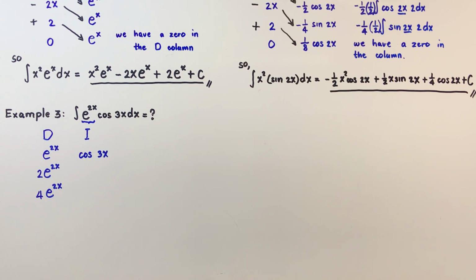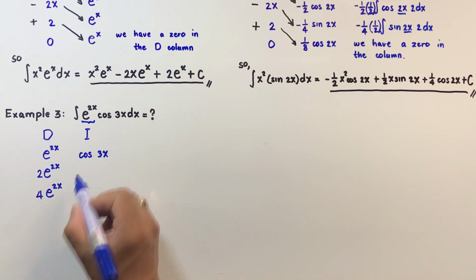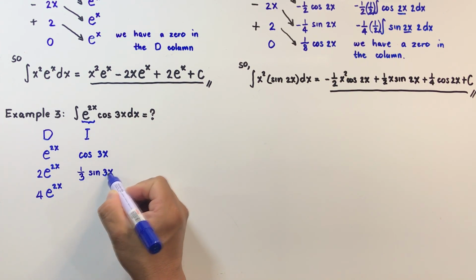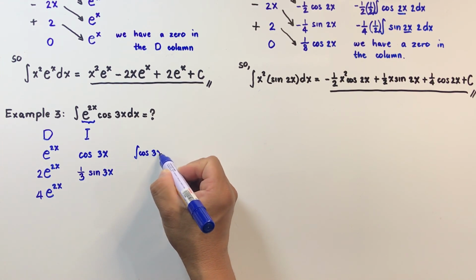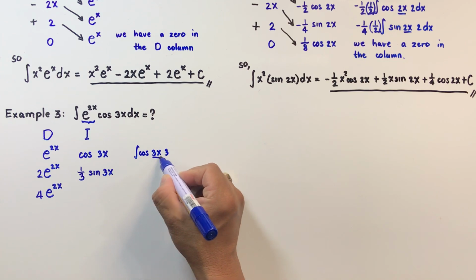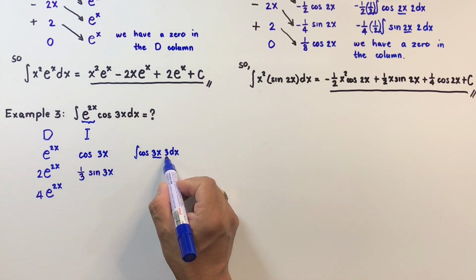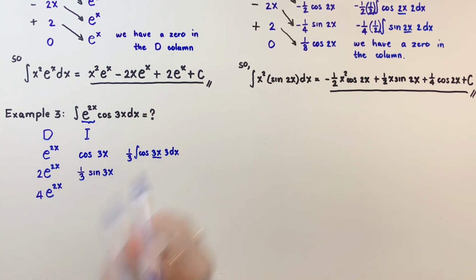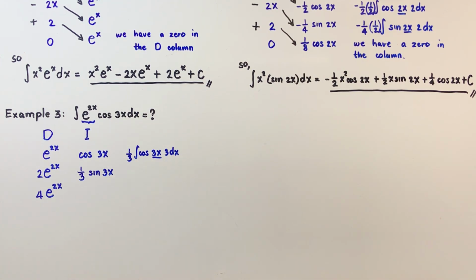While in the I column, I need to find the integral of cosine 3x, and the integral of cosine 3x is 1/3 sine 3x. Why? Because when I solve the integral of cosine 3x, I need to have a 3 as the derivative of 3x in the integrand. But to neutralize this 3 here, I need to multiply 1/3 in front of the integral symbol, so that 1/3 times 3 is just 1. And we know that the integral of cosine is positive sine. So that's why this is 1/3 sine 3x.